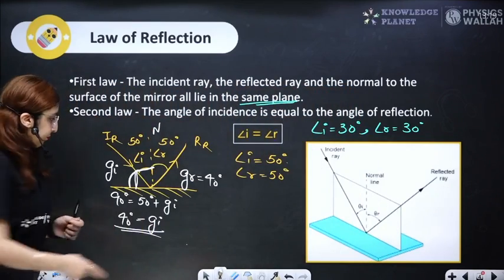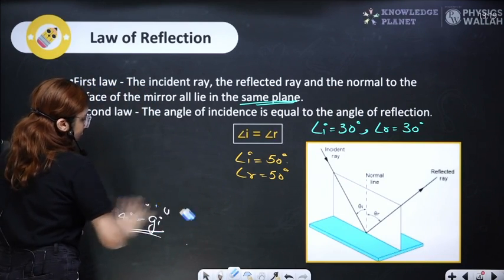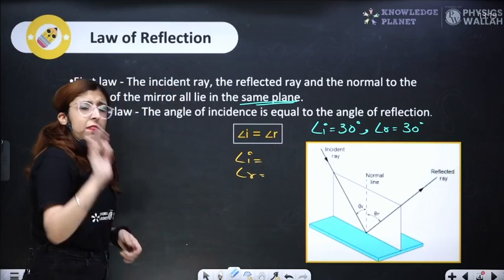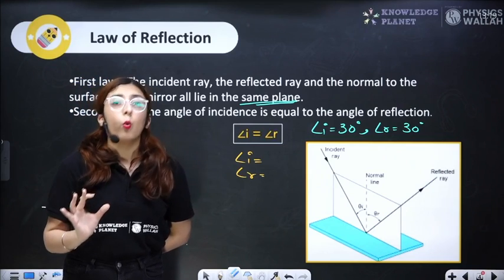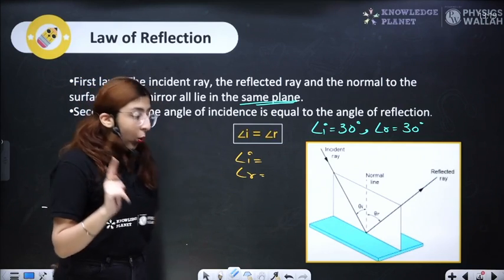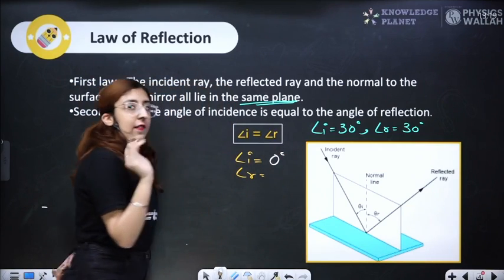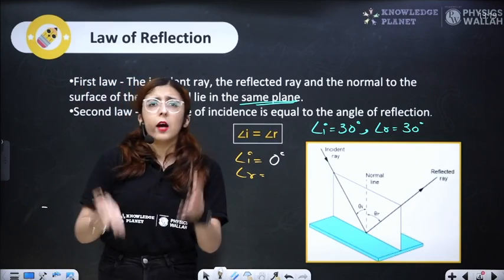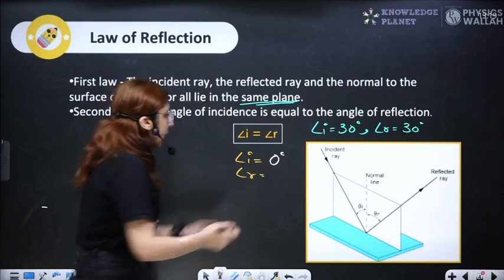Now come, let's talk about this. It's very easy. If I tell you my angle of incidence is 0, think and then proceed. Ultimately one thing will strike our head: if the angle of incidence is 0, the angle of reflection will also be 0.